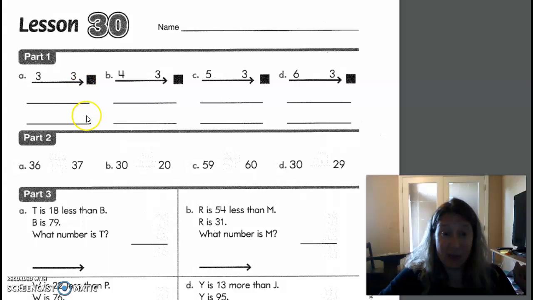So go ahead and copy those two facts. Go ahead and you can pause my video for a minute, and I want you guys to answer all of the rest of these. So the addition facts that go forward on the arrow, and then the subtraction facts that go back in the arrow. Go ahead and pause the video and do that, and then we'll check it.